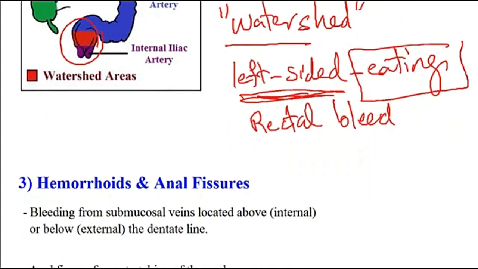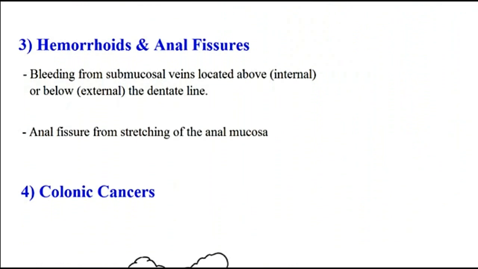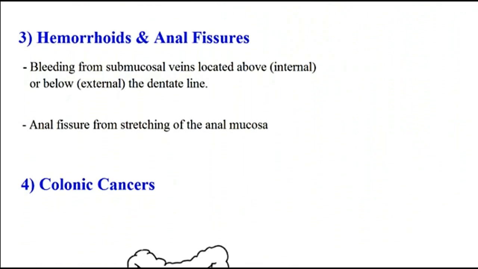The next conditions that can cause lower GI bleeding include hemorrhoids as well as anal fissures. Hemorrhoids are from bleeding from the submucosal veins that are located either above or below the dentate line.